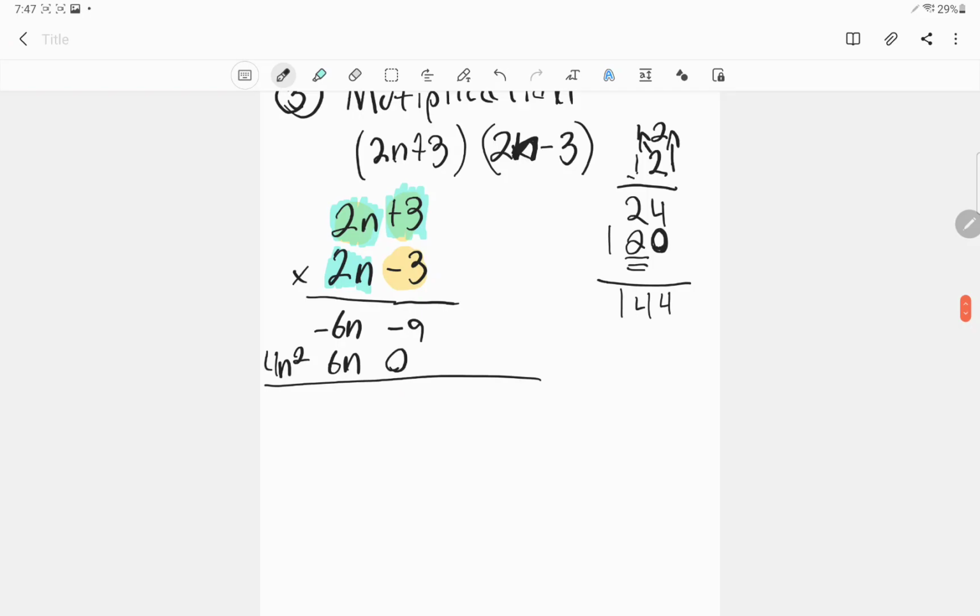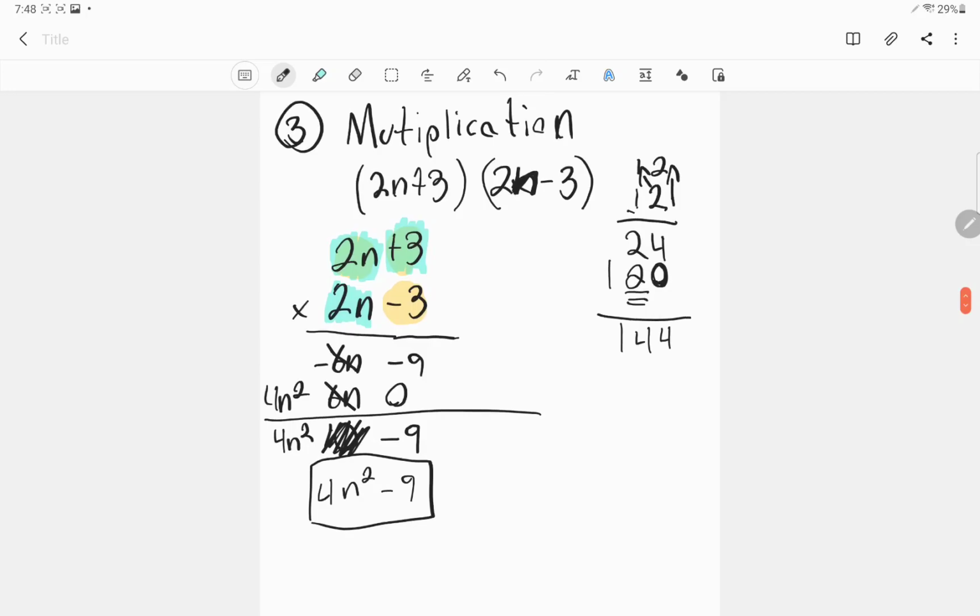So the 9 doesn't have anything to combine with, so I'm just going to write negative 9. Now the 6 right here is going to cancel with the other 6 because positive 6. So 6 minus 6 is equal to 0, right? So this one's going to be 0. And then finally, I'm just going to drop the 4n squared. Now, we don't worry about the 0. So my answer is actually 4n squared minus 9. And that's how you do multiplication.